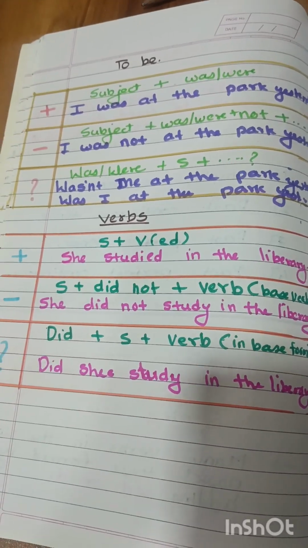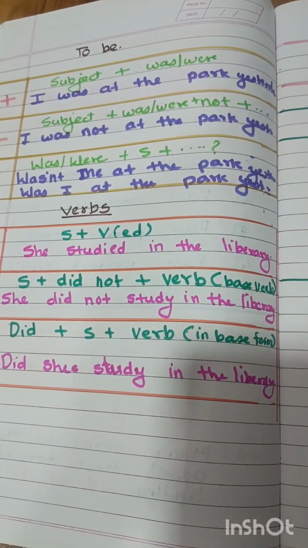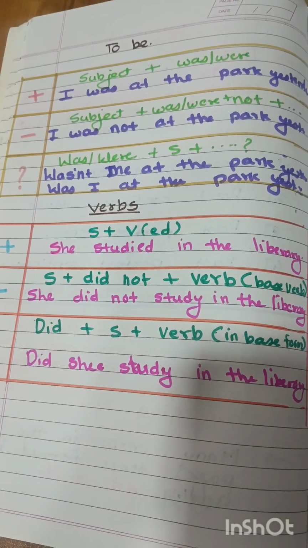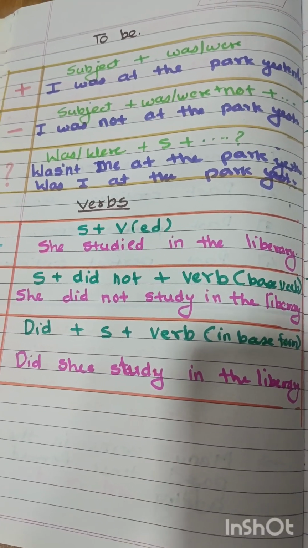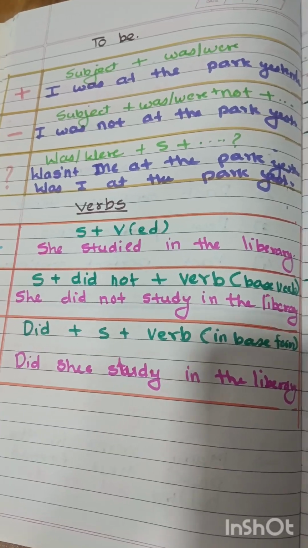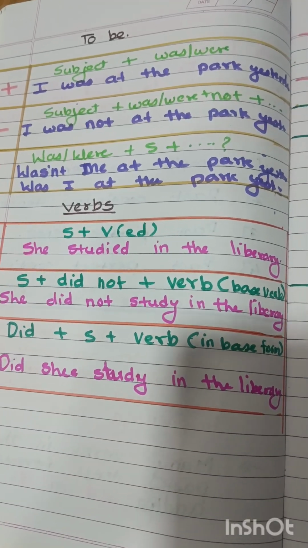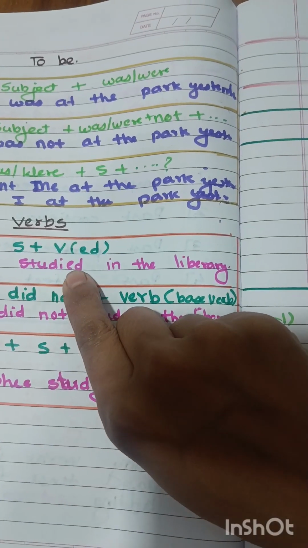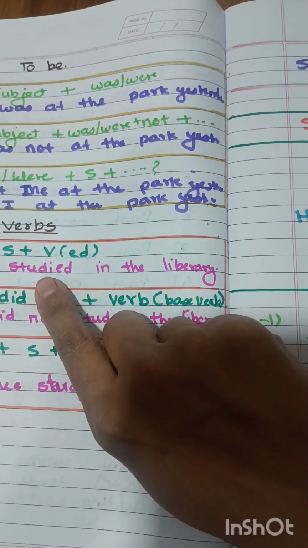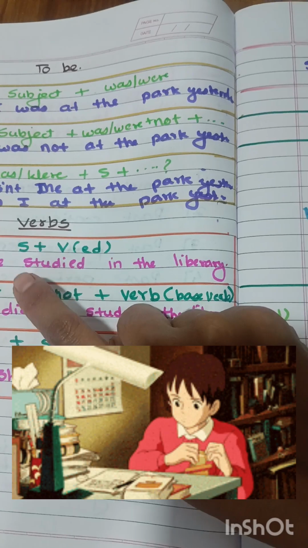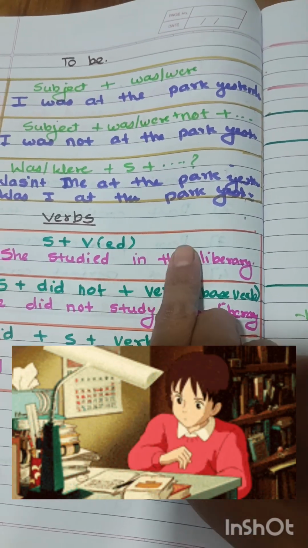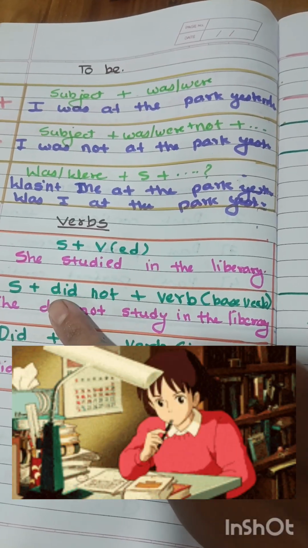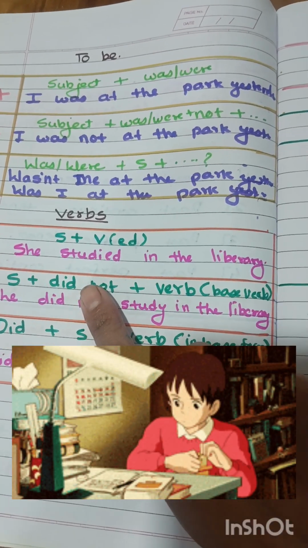Here then she studied in the library. For the verb forms, how do we use that? It is subject plus past form of the verb. Okay. So here she studied in the school. So here study becomes studied, ed. Okay. Y becomes I when we use ed. Okay. Studied, she studied in the library. She did not study in the library. Here did comes when we use not. Okay.